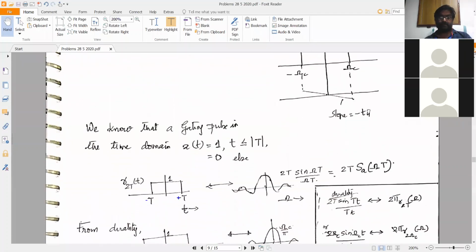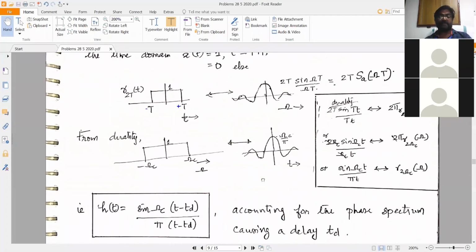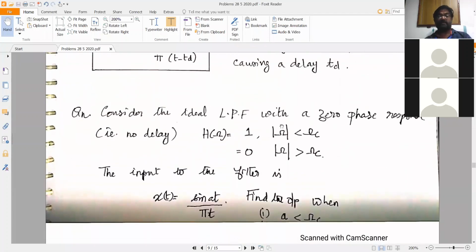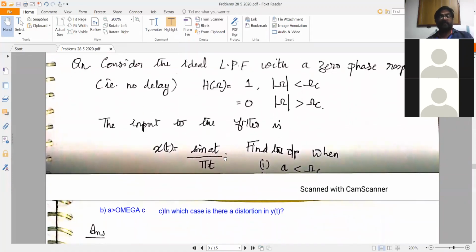So there is no time delay, therefore that is a zero phase response. So consider an ideal low pass filter with a zero phase response, that is, no delay. So H of omega is equal to 1 for mod omega less than omega c, and H of omega is equal to 0 for mod omega greater than omega c. Assume that the input to this filter is sin(at) by pi t.